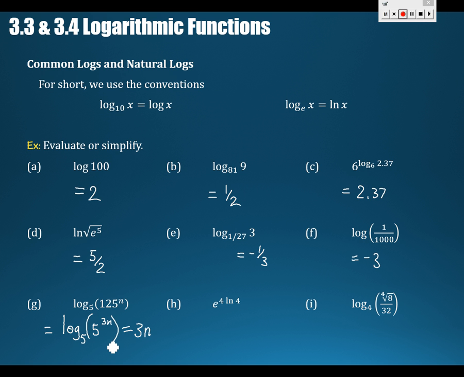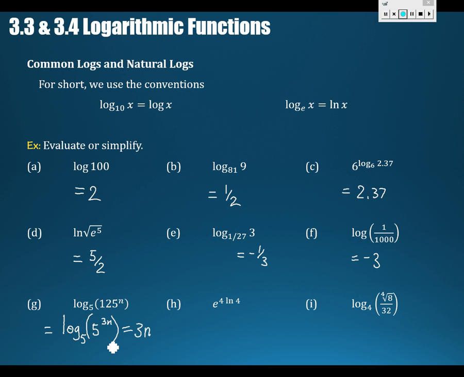Who has H? You want to talk about H? Yeah, go ahead. For my answer, I got e to the 4 ln 4 equals 2 to the 6, because I noticed that if you rewrite the log, it equals e to the ln of 4 to the 4th, and since ln and e have the same base.